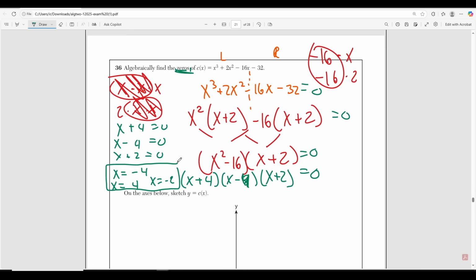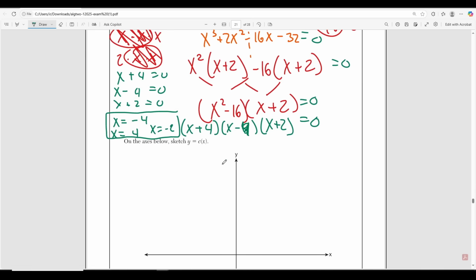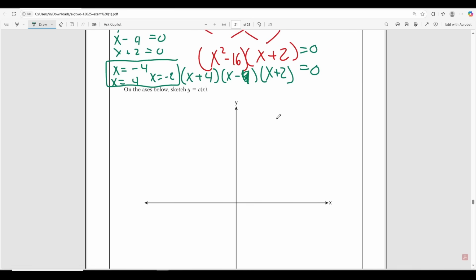And finally, they want us to sketch this graph. So when they ask you to sketch something, they're only looking if you know two things. Number one, the zeros, and number two, the end behavior. So all you have to do is just show that you know that the zeros are negative 4, 4, and negative 2, and that when you have a 0, that's when the graph crosses the x-axis. So don't worry about assigning a scale other than for your zeros.